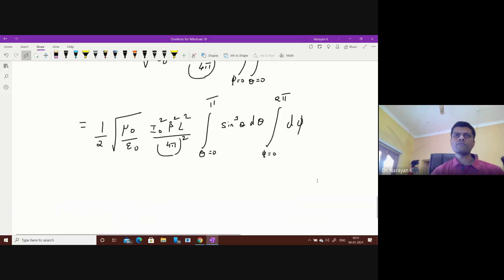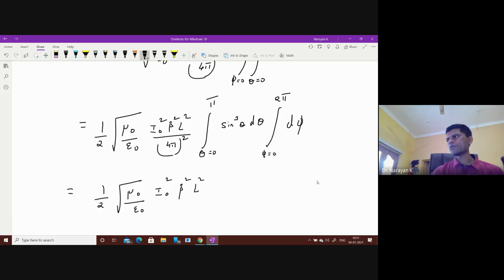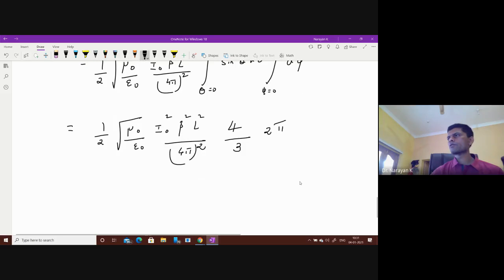Okay, so this will be half of square root of mu by epsilon naught I square beta square L square divided by 4 pi square. This integration will be 4 by 3, which we have already done in unit number 3. And the phi integration will be 2 pi. Okay. So what will happen here? This will be 2 ones are. This will be 2 twos are.